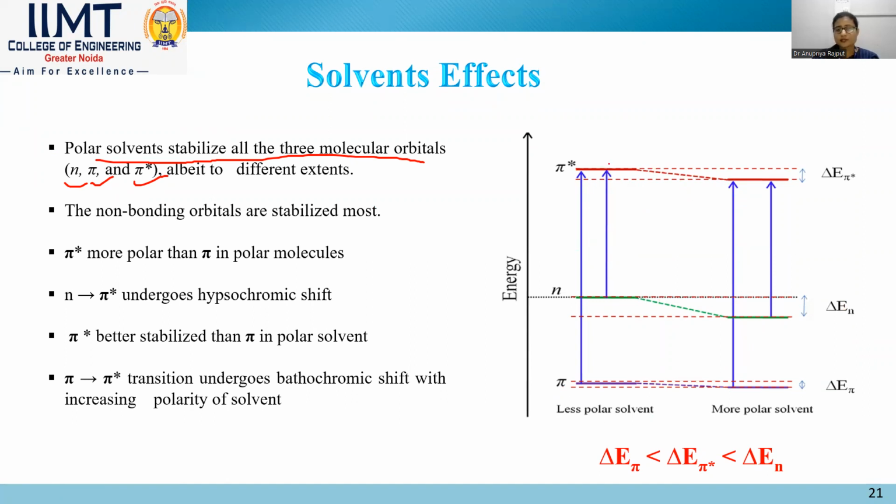For molecules with the n to pi star transition, when we increase the polarity, the non-bonding orbital is stabilized more compared to the anti-bonding. So the energy gap between n and pi star increases. As energy increases, the wavelength decreases. That means the lambda max shifts to the blue. This transition shows a hypsochromic shift in polar solvent. The non-bonding electrons show the higher energy change in the more polar solvent.